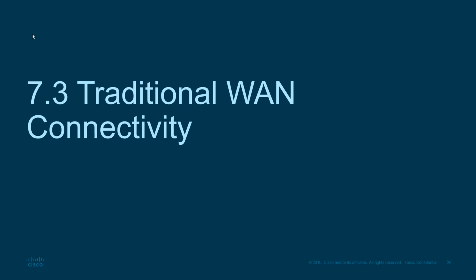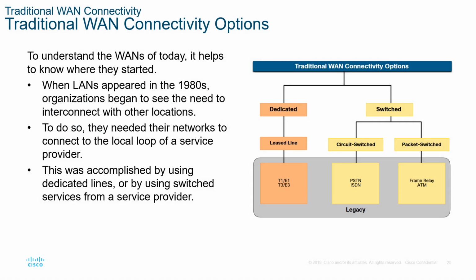Moving on, we have our traditional WAN connectivity. Those traditional WAN connectivities are going to be things like dedicated leased lines like T1, T3, or we may have a switched network, either circuit or packet switched. Again, legacy are going to be like plain telephone services, ISDN, frame relay. This is all older technology.